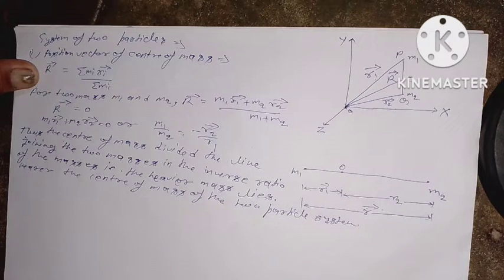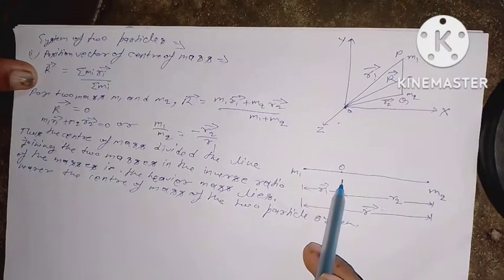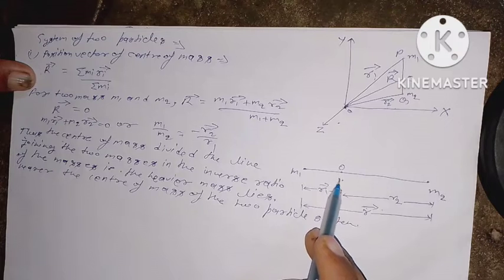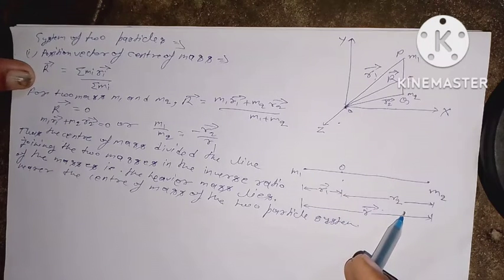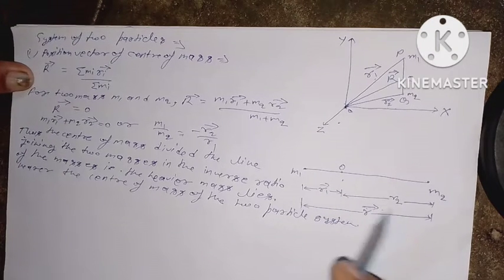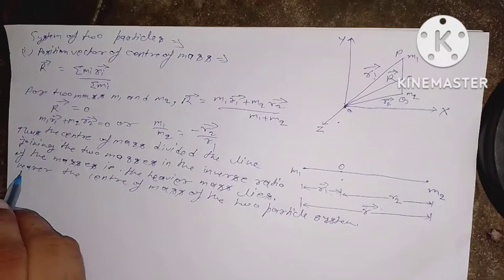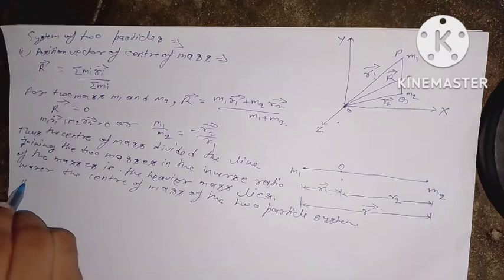It should be noted that if O is the origin and r2 is positive, then r1 must be negative. Second point.